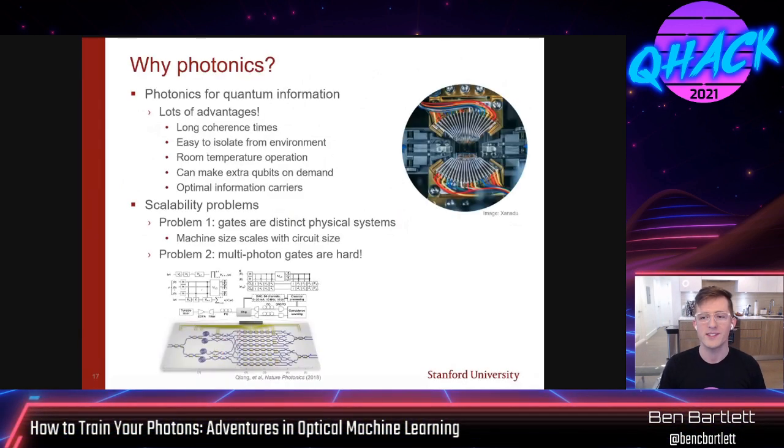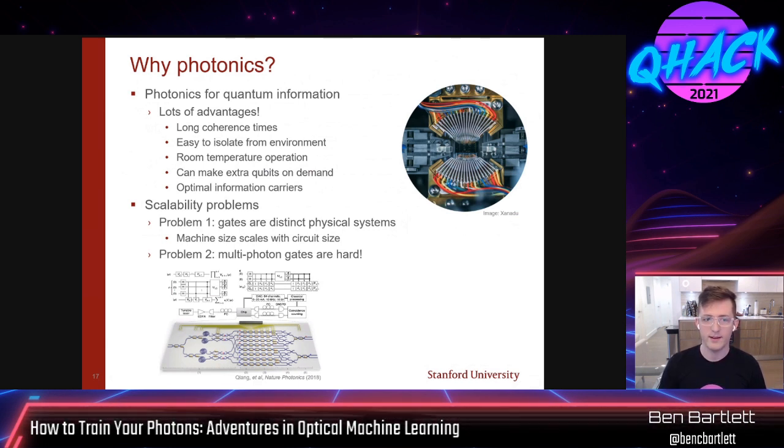There are a lot of reasons that photonics is a great substrate for quantum information processing. Photons have long coherence times. They're easily isolated from the environment. You can run photonic systems at room temperature. You can make extra photonic qubits on demand. And photons are optimal information carriers between distant nodes in a quantum network. There are some surmountable scalability problems.